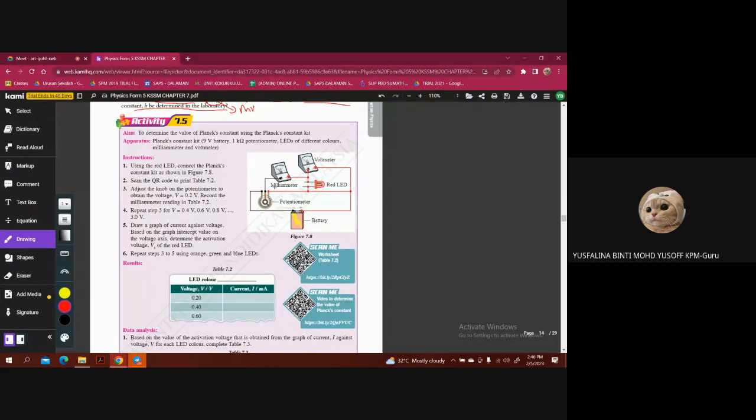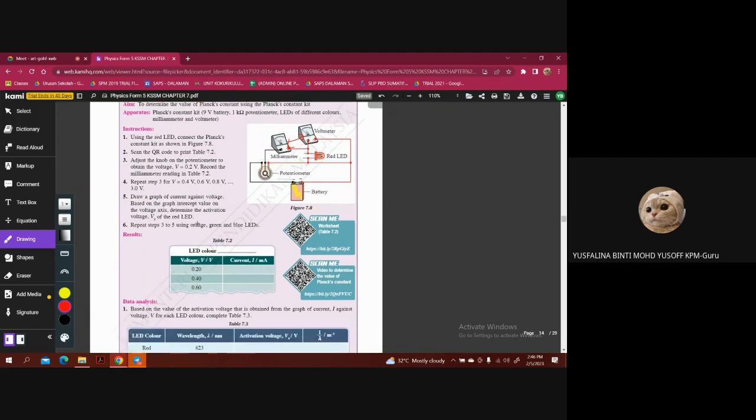So you can see the red one connecting to the voltmeter, the black one connecting to the milliammeter. This one is actually to measure the potential difference between these two. Okay, potentiometer. Alright, so that part, the activation voltage VA, can be obtained through the V-intercept from the I against V graph as shown in figure 7.9. So this is actually the I against V graph.